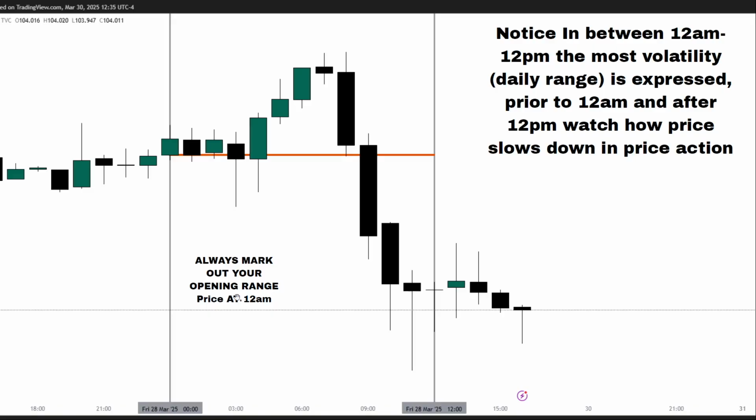Always mark out your opening range price at 12 a.m., which is this orange line going across from 12 a.m. to 12 p.m. This is the New York opening price, and we usually mark it out because anything above this price is usually going to be a premium market, and anything below a discount.